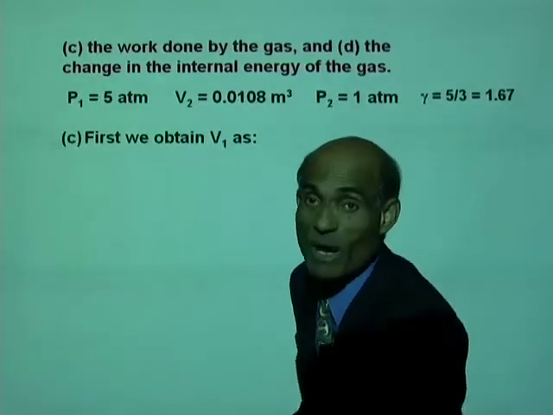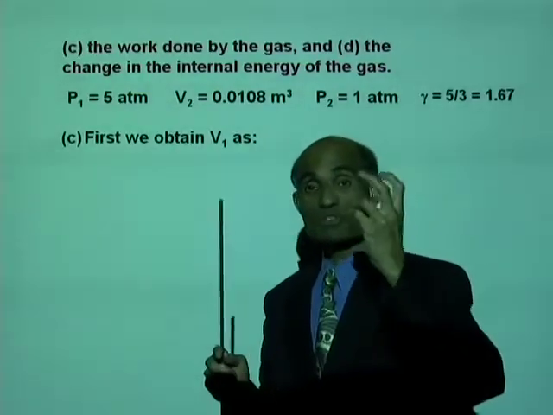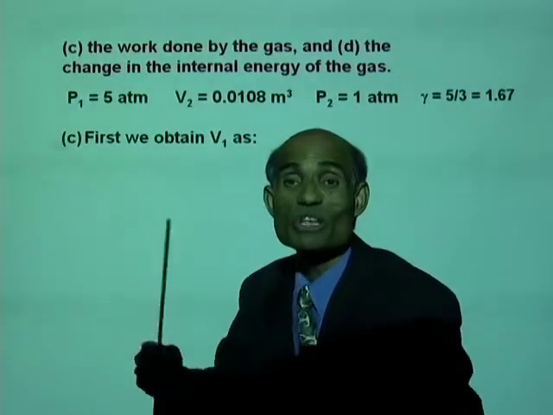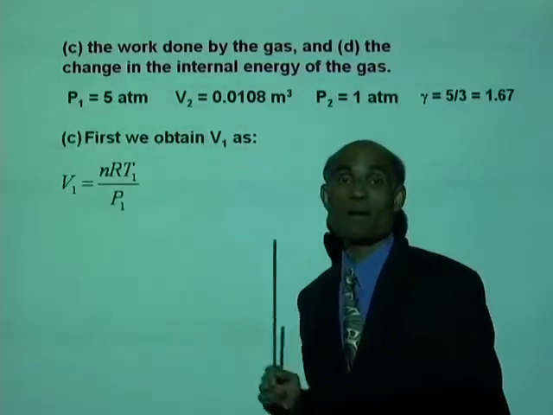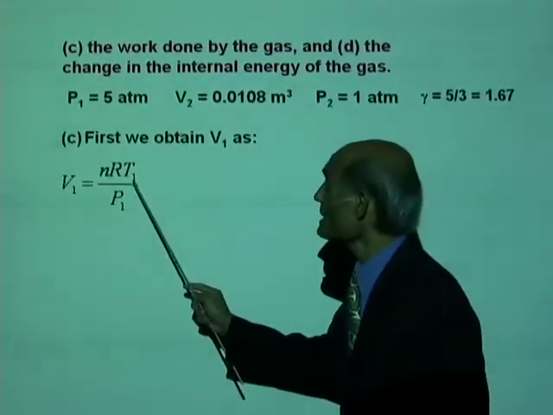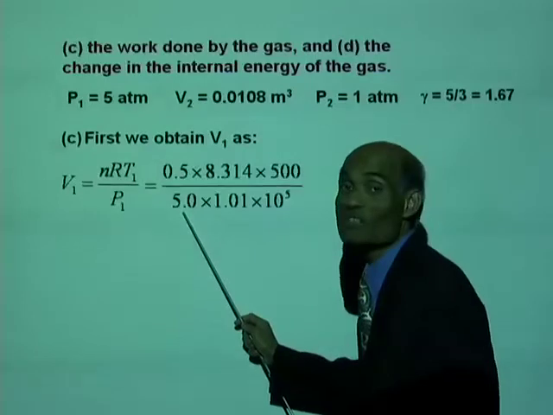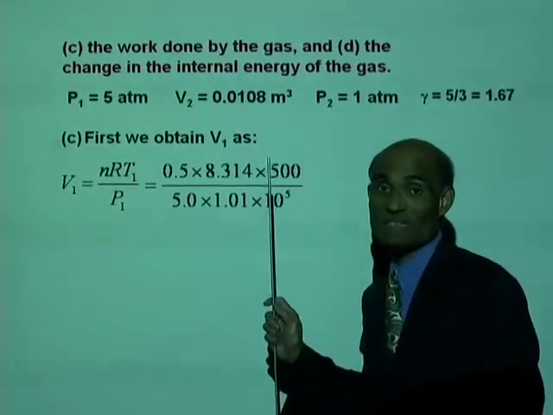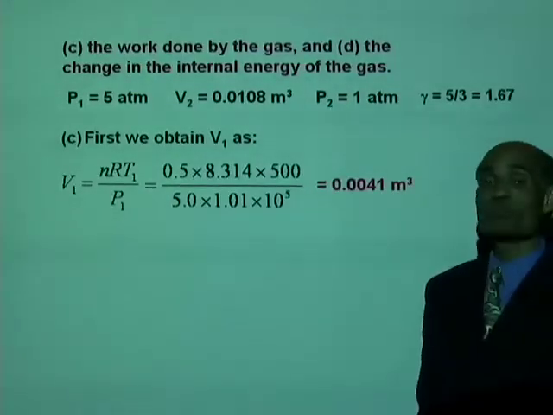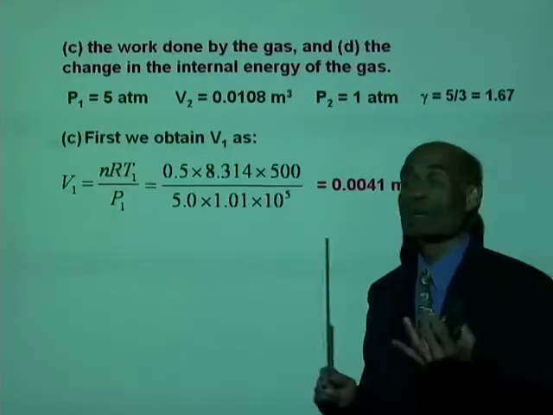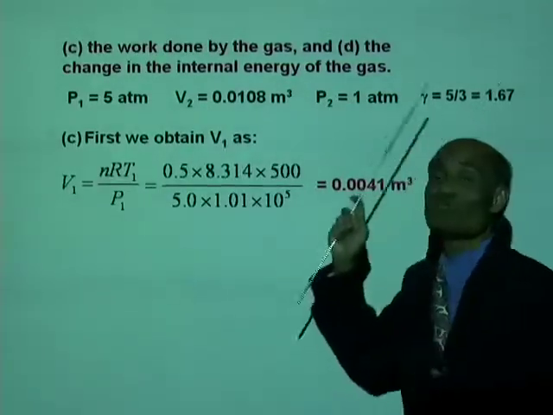Now, how will we obtain V1? Well, we have P1 and T1. If you have P1 and T1, we can find V1 using the equation of state: V1 equal to nR T1 divided by P1. Is that right? And all these values we know. T1 you know is 500 Kelvin. P1 is 5 atmosphere. Write that in Pascal. That gives me V1 is 0.0041 meter cube.